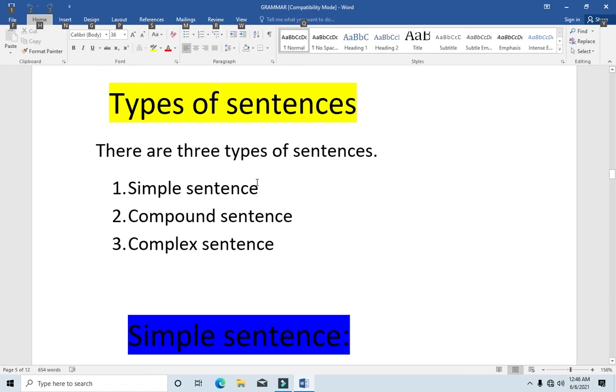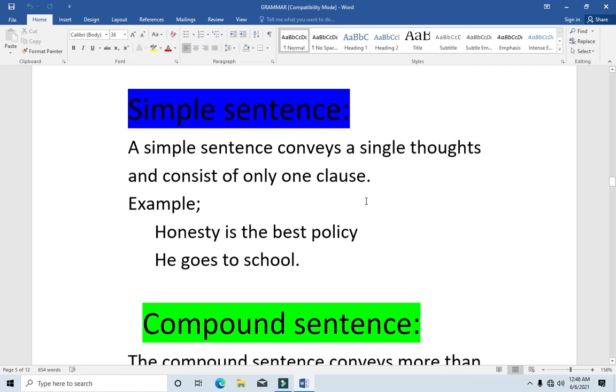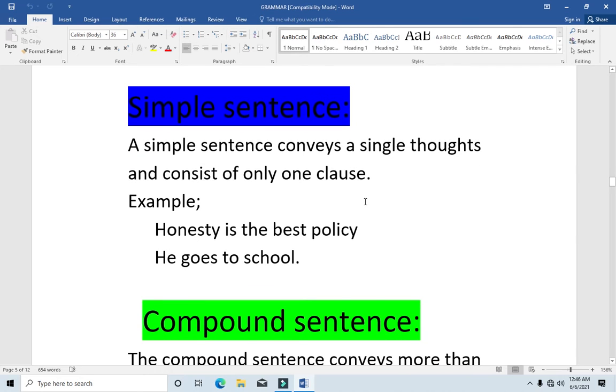Now the other topic is types of sentences. So there are three types of sentences. The first one is simple sentence, the second is compound sentence, the third is complex sentence. So now we are going to discuss one by one. The first one is simple sentence. Definition: a simple sentence conveys a single thought and consists of only one clause.